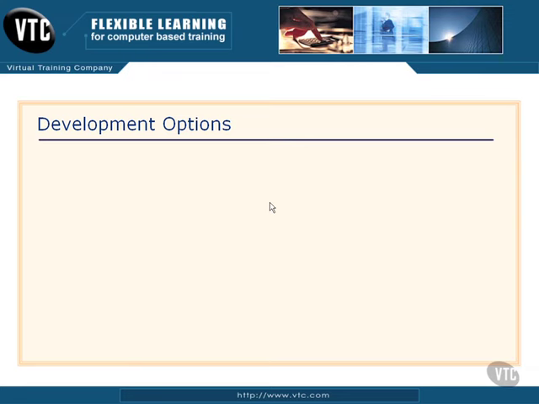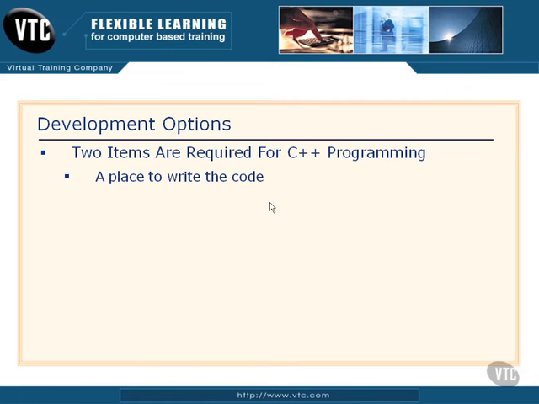As a C++ developer, you have a number of options in the development environment that you choose to operate in. And this can be somewhat intimidating and confusing for people, especially those new to programming. And so let's talk about, first of all, what's absolutely required to do C++ programming. Well, as it turns out, there are only really two items.